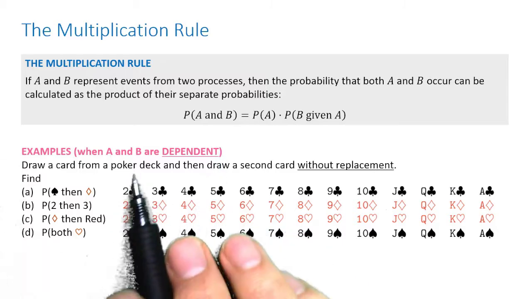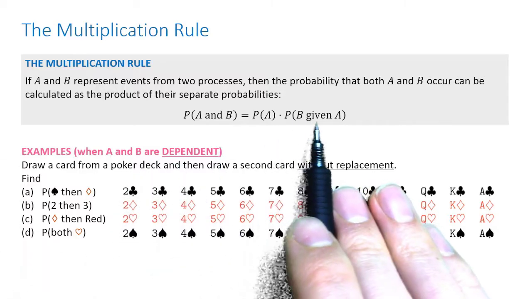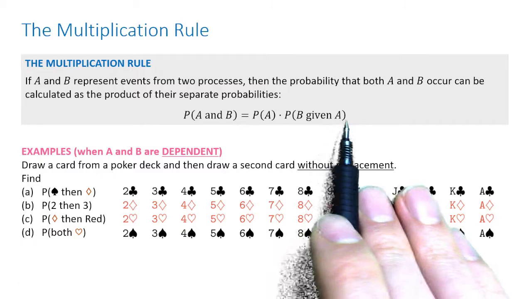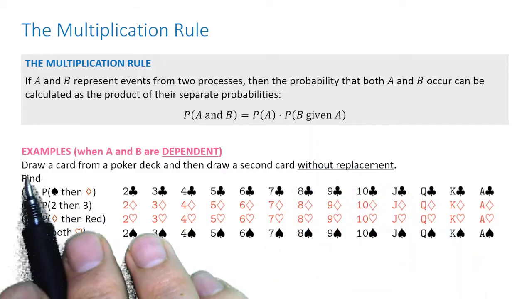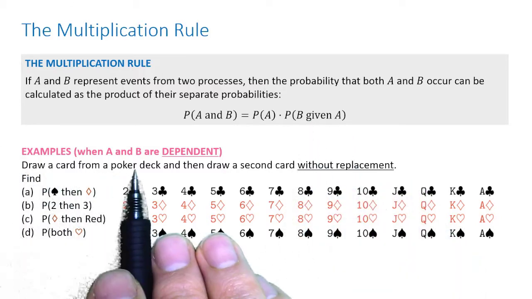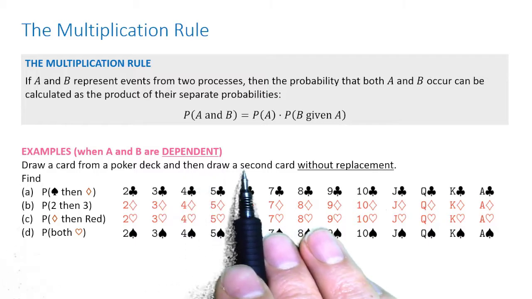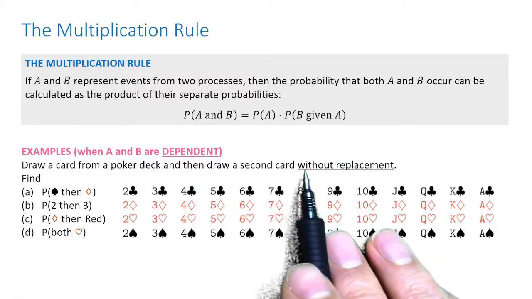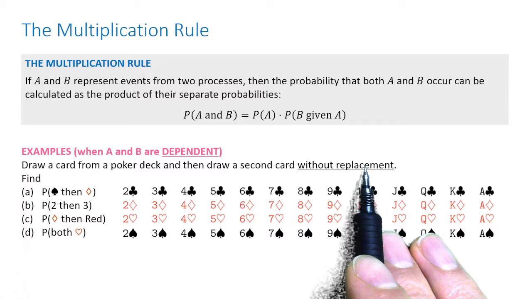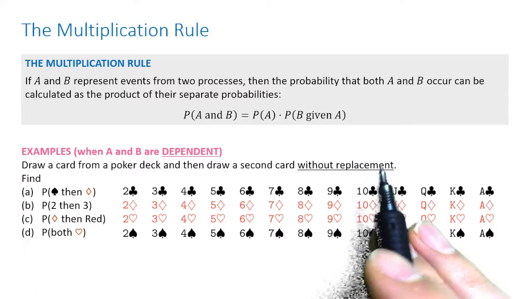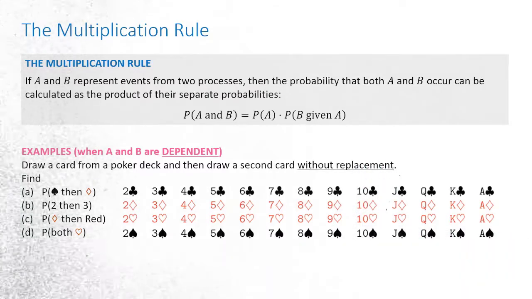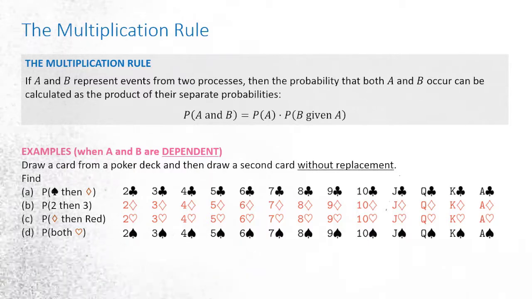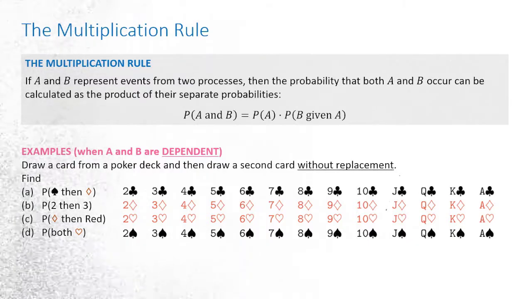Okay, so when we have dependent events, this given part will become important, right? So draw a card from a poker deck and then draw a second card without replacement. That means we did not replace the first card. If we don't replace the first card, the outcome of the second card can be influenced by the outcome of the first card. So let's see how this works.